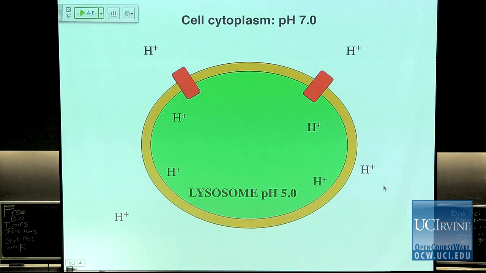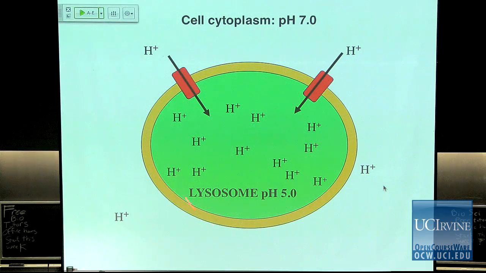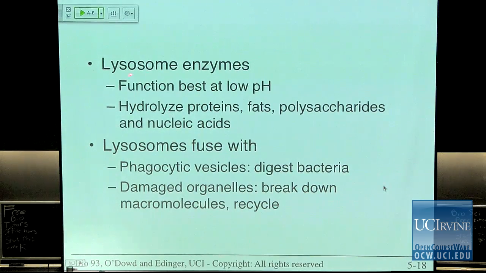So if you increase the concentration of free hydrogen ions, what does that do to pH? Does it make it more acidic or more basic? More acidic. The pH goes down, therefore you're going to be pumping hydrogen ions into the cell, into the lysosome, and that is going to decrease the pH, and now the enzymes are going to be able to function. Okay. So our lysosome enzymes function best at low pH, so they need to have a high free hydrogen ion concentration. They hydrolyze proteins, fats, polysaccharides, and nucleic acids.